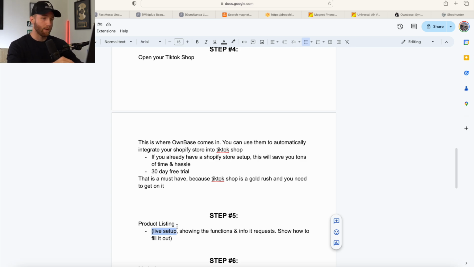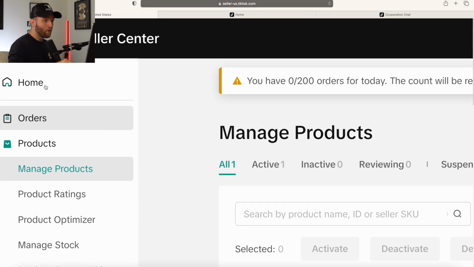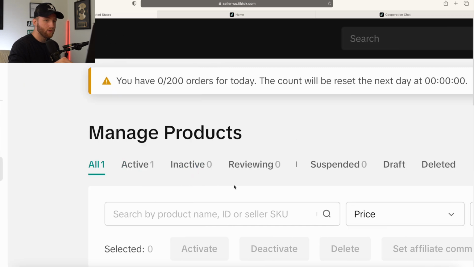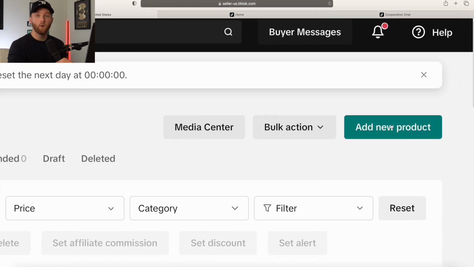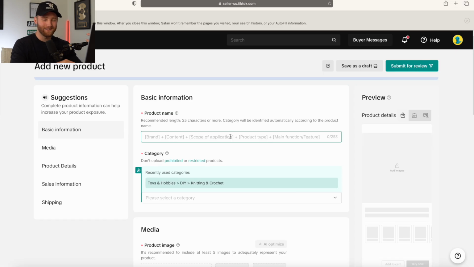So let me pull up a TikTok shop here real quick. So inside of here, I'm going to go over to products, manage products. I'm going to scroll over and I'm going to hit add new product. Okay. So let's say I'm going to sell that phone mount. I'm just going to run with that as an example. So magnetic car phone mount. Let's just do that. Boom. Okay.